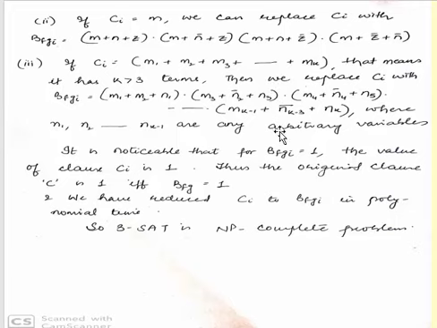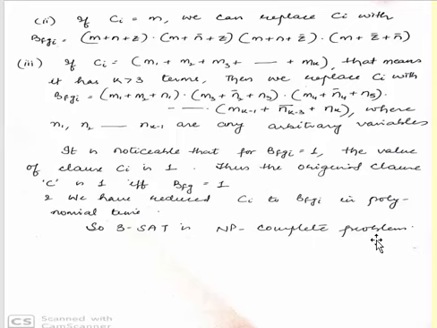I have written a Boolean formula for each gate. If this is 1, then the value of clause Ci is also 1. Thus the original clause C, and in C you can have many of these clauses like C1, C2, C3. So original clause C is 1 if and only if BFG is 1, the total Boolean formula that you have written is 1. So we have reduced Ci to BFGi in polynomial time. So you can see 3 SAT is also an NP complete problem.